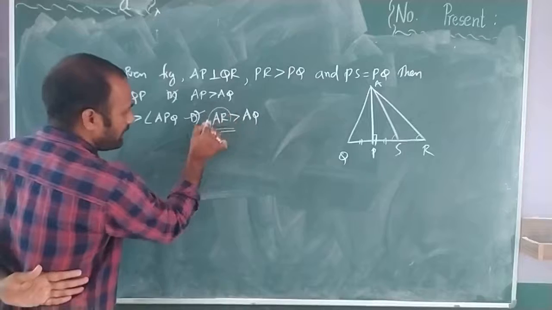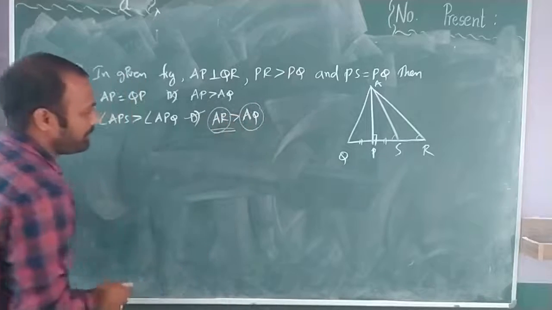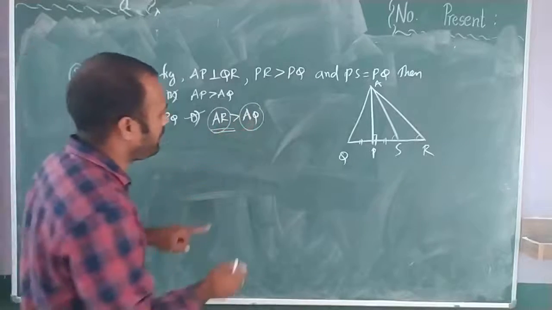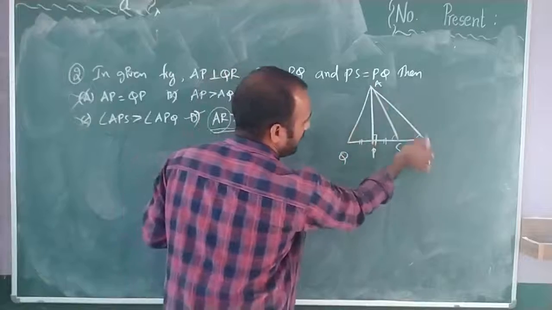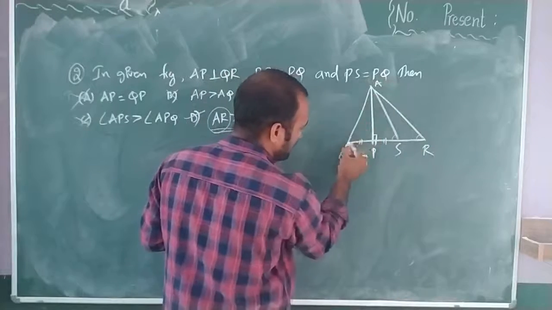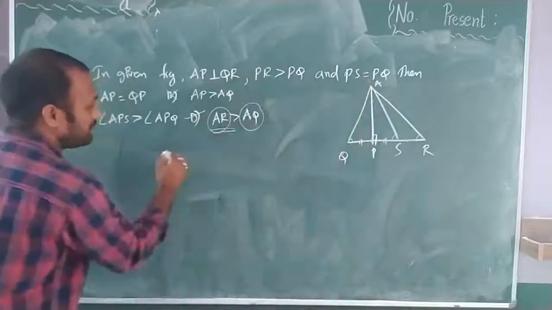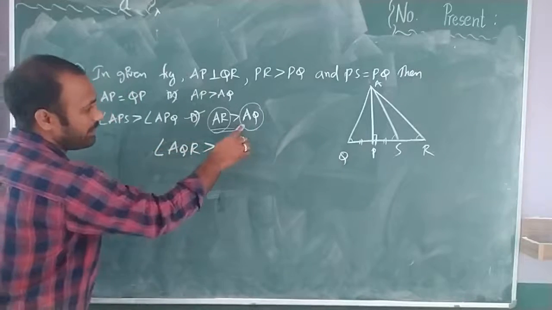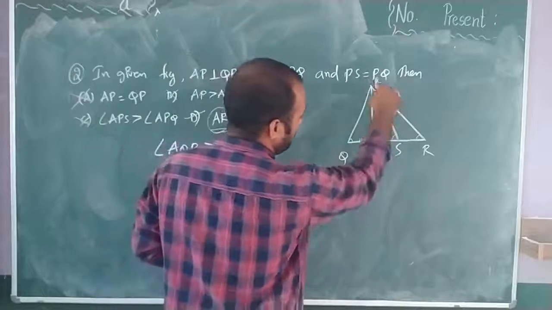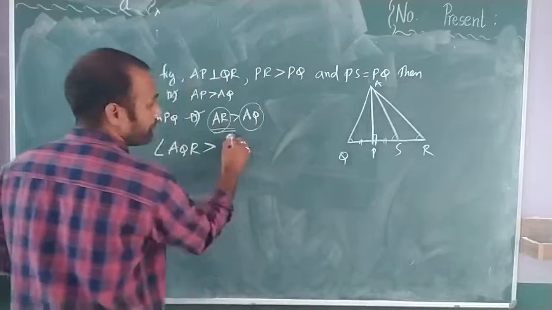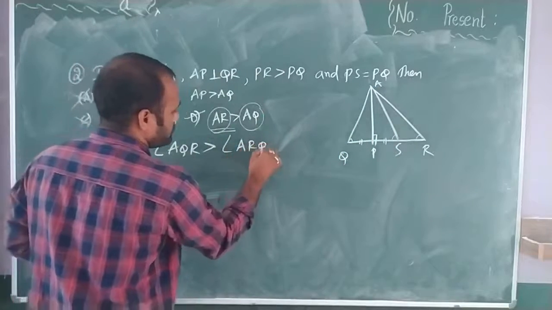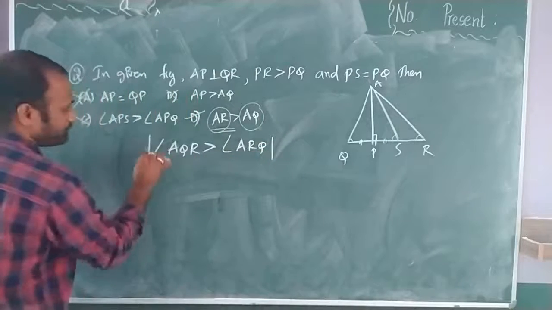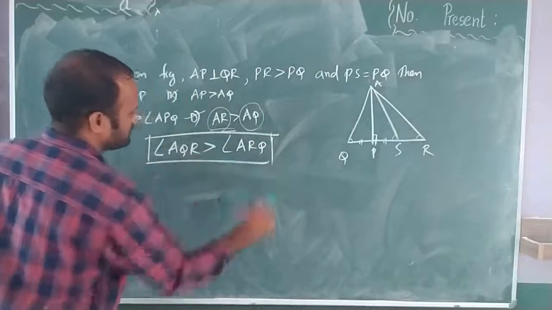See, in order to get AR is more than AQ, if you see the AR side is more, obviously this angle should be more. That means angle AQR must be greater than angle ARQ. So this is the proof that we have to do in order to show the last option is correct.